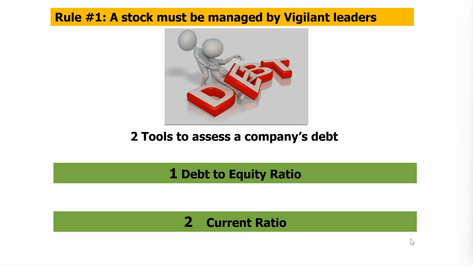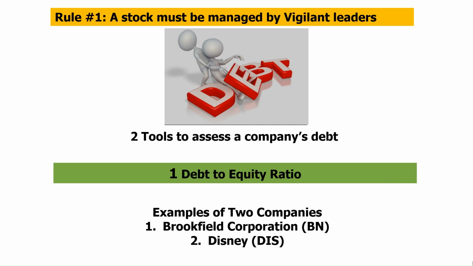The first tool that we can use is the debt to equity ratio, and the second tool we can use is the current ratio. Those are the 2 very important things that you have to understand whenever you invest. So if this is not something that you have ever done before, you definitely want to take notes during this lesson and learn both these ratios really well. So we will start off with the first ratio, which is the debt to equity ratio.